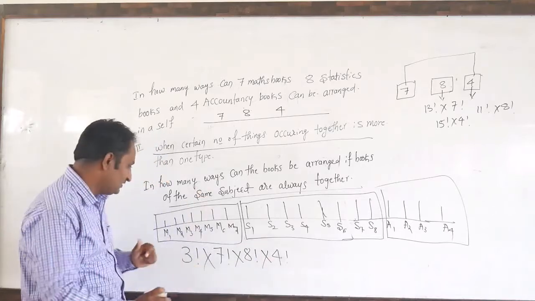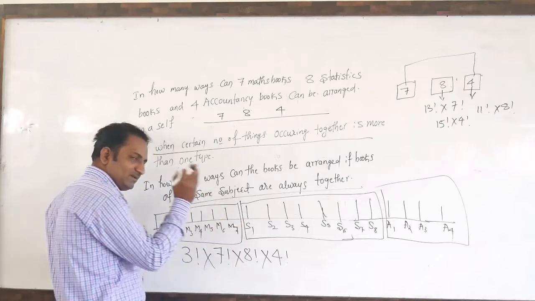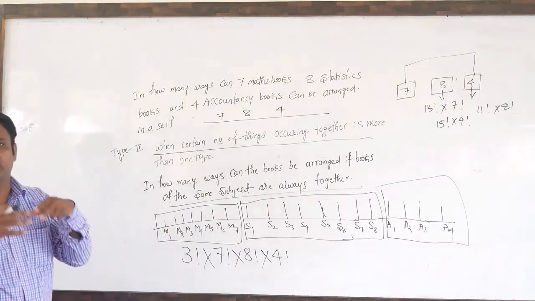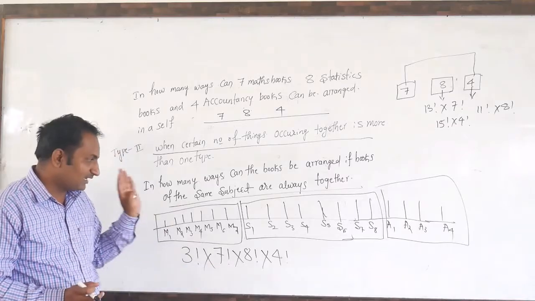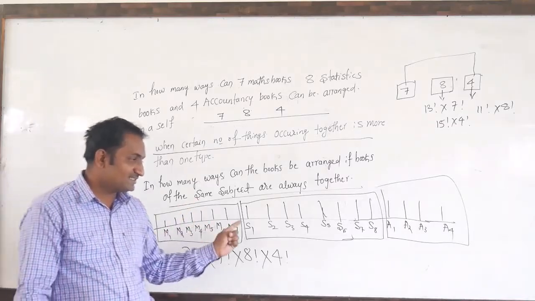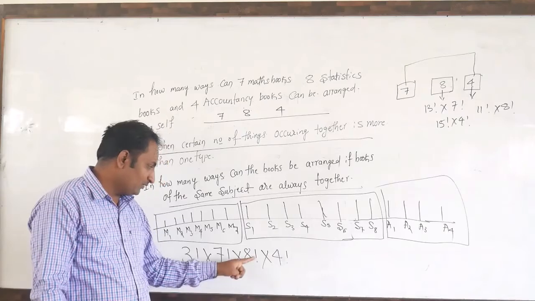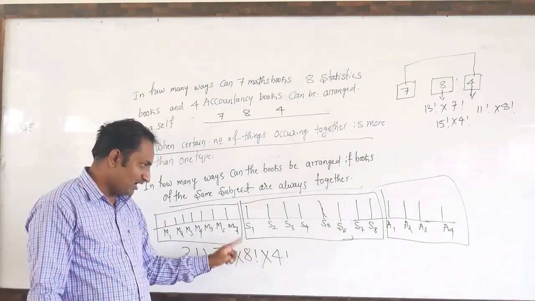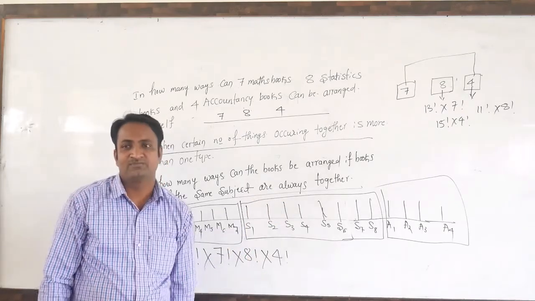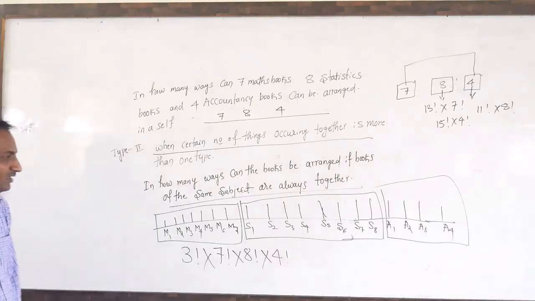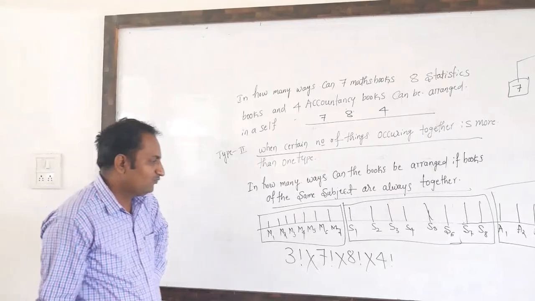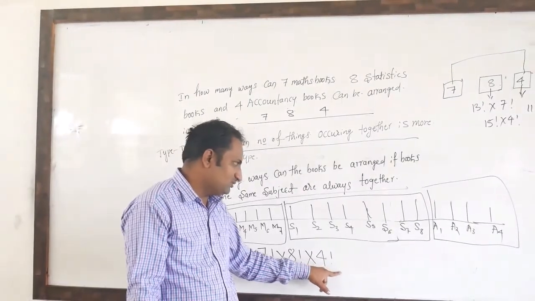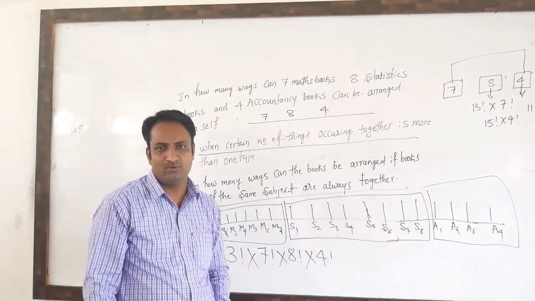7 factorial means the first box containing 7 mathematics books. That's why we can arrange 7 books in 7 factorial ways. The second box consists of 8 statistics books. That's why we can take 8 factorial arrangements. The last one is a box containing 4 accountancy books. That's why we can take 4 factorial arrangements for accountancy books.